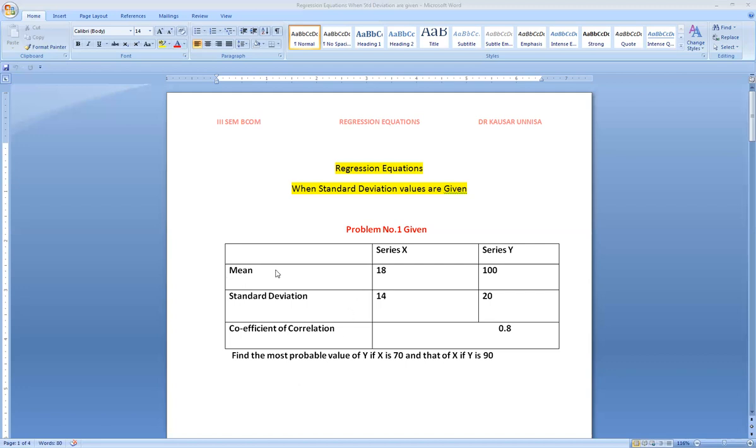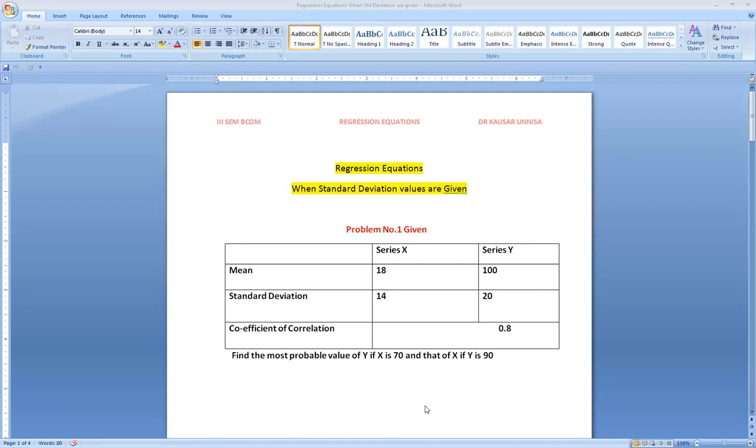So in this question, the values are already given in the x and y series. The mean value of x is 18, the mean value of y is 100, the standard deviation value of x is 14, and the standard deviation value of y is 20. The correlation coefficient, the r value, is given as 0.8. We need to find the probable value of y if x is 70. When x is 70, what is the value of y? As well as when the y value is 90, what is the value of x has to be studied.